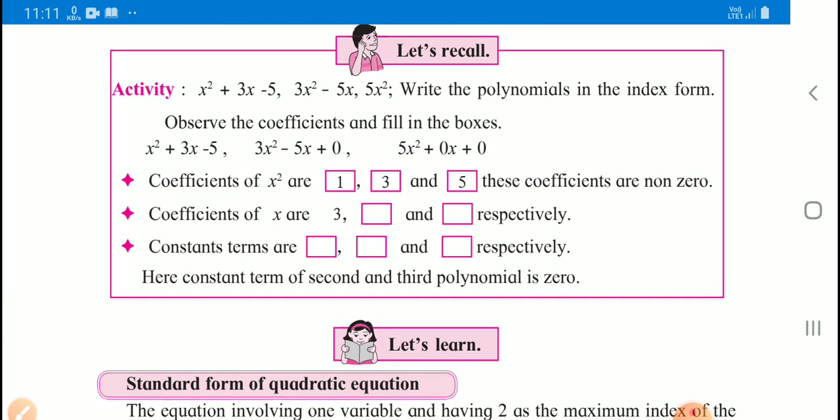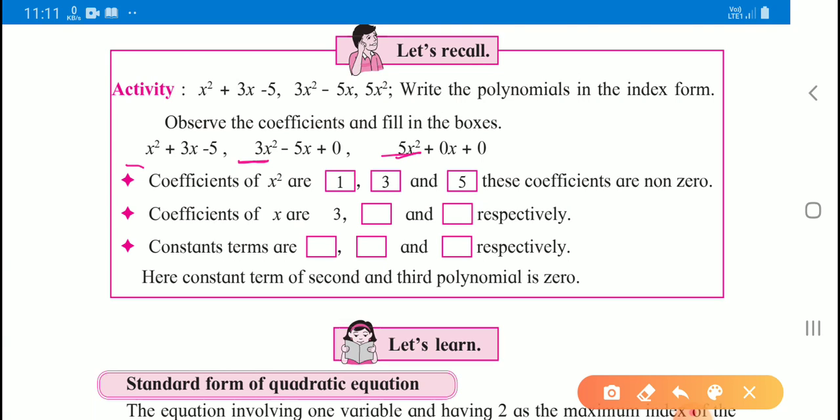Here they have given one activity in your book. You can see here the quadratic polynomials such as x square plus 3x minus 5. The second polynomial they have given is 3x square minus 5x, and the third one is 5x square. Write the polynomials in the index form. Observe the coefficients and fill the boxes. Now look, the coefficient of x square is, first you can see here the coefficient of x square is 1. Okay. In the second equation it is 3 and in the third equation it is 5.